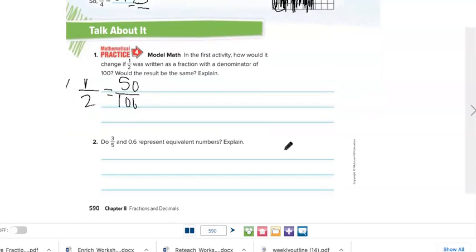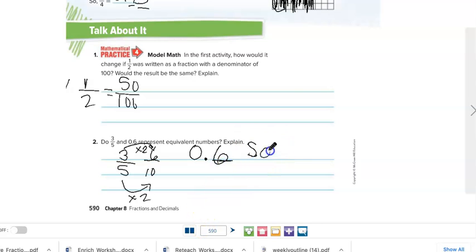Excuse me. And then number 2, do 3/5 and 6/10 represent equivalent numbers? Explain. Whenever I see a fraction, my goal is to get this to equal 10 or to equal 100. It'd be pretty easy to get this to equal 10 because all I have to do is multiply 5 times 2 to get to 10. And then whatever I do to the bottom, I have to do to the top, so I'll also multiply that by 2. 3 times 2 is 6. I have 6/10. Now if I remember my place value, I know 6/10 is just one place to the right of the decimal, and I'm going to put a 6 there. So yes, they are equivalent.